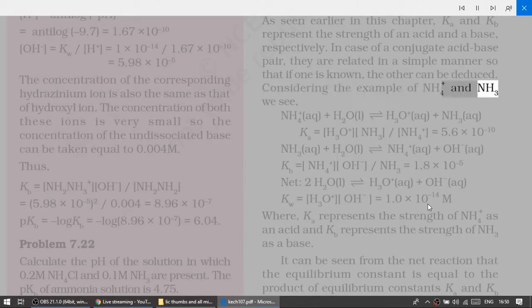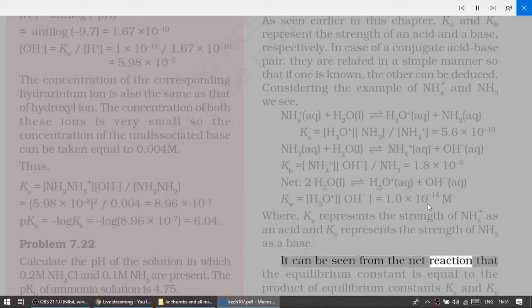Considering the example of NH4+ and NH3, we see: NH4+(aq) + H2O(l) ⇌ H3O+(aq) + NH3(aq), Ka = [H3O+][NH3]/[NH4+] = 5.6 × 10^-10. NH3(aq) + H2O(l) ⇌ NH4+(aq) + OH-(aq), Kb = [NH4+][OH-]/[NH3] = 1.8 × 10^-5. Net: 2H2O(l) ⇌ H3O+(aq) + OH-(aq), Kw = [H3O+][OH-] = 1.0 × 10^-14 M, where Ka represents the strength of NH4+ as an acid and Kb represents the strength of NH3 as a base.